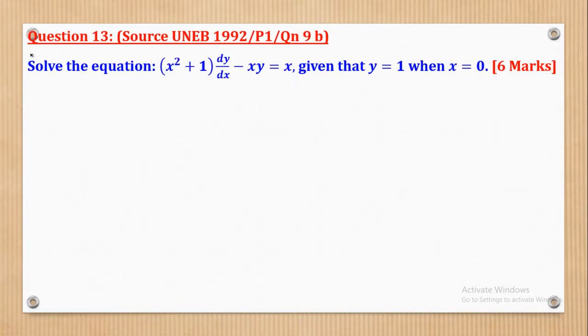So now we shall go to question 13, which came from UNEB 1992, paper 1, question 9b, and says, solve the equation this, given y is equal to 1 when x is equal to 0.